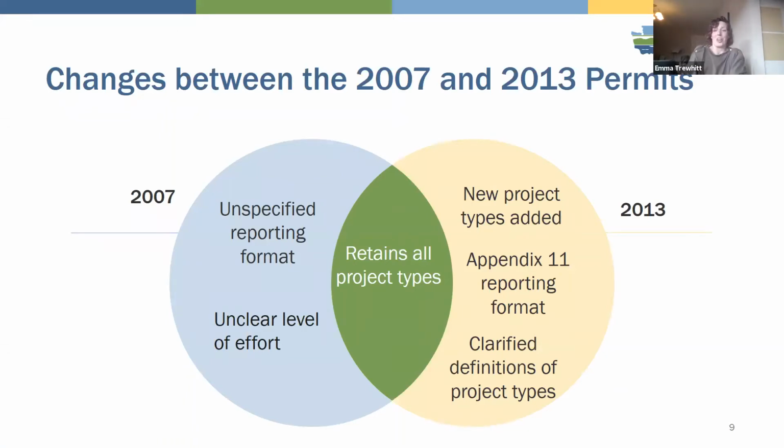That really got the ball rolling with a lot of things, and got Ecology thinking about how we could effectively set a level of effort. That PCHB ruling, along with listening sessions and informal comments from permittees, led to a lot of changes going into the 2013 permits. We became a lot more specific in the information that we were asking for about each project type, and also added a new appendix to the permit, which I will talk about in a little bit too.